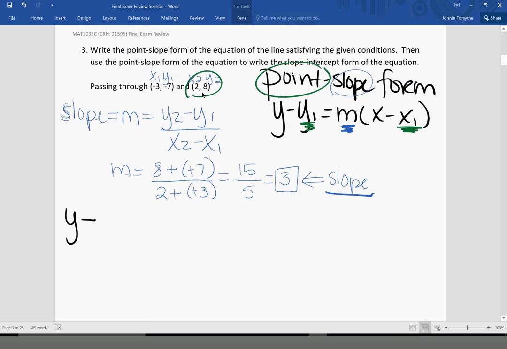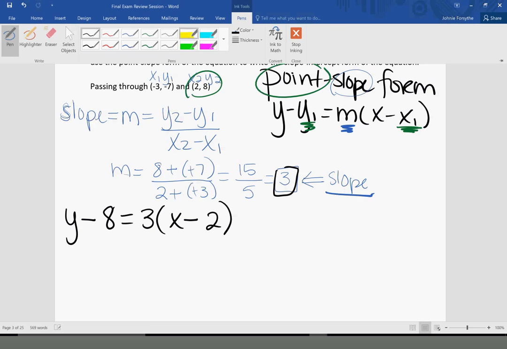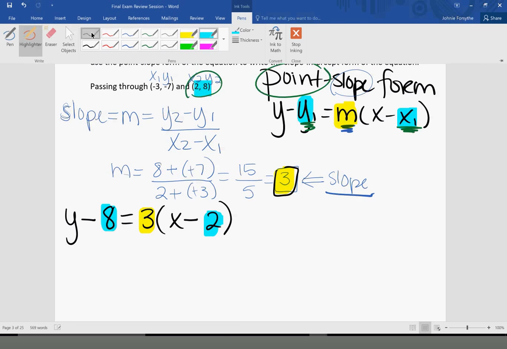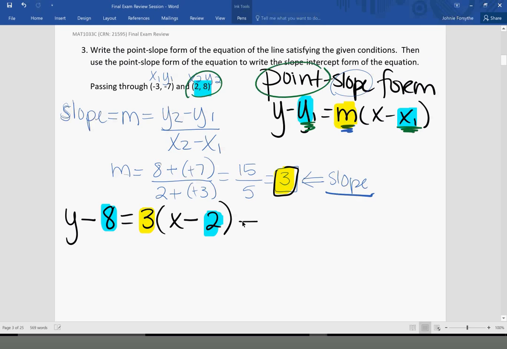Okay, so my y for the point that I chose is 8 equals m, the m I found was 3, times x minus the x for the point that I chose is 2. Just so we're clear, this 3 is the slope that we found based on the 2 points, and then this 2 and this 8 comes from this point. That's the point that I chose to use. All right, now let's finish it. This is point slope form. So if it asks you to write it in point slope form, that is point slope form.